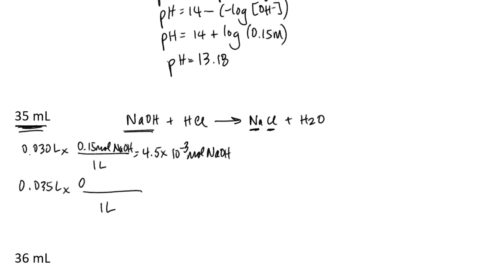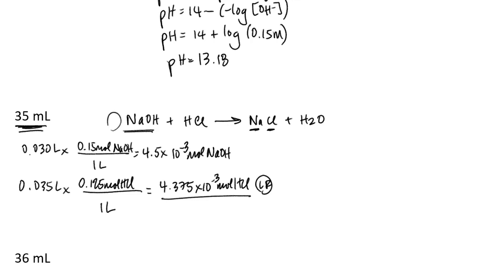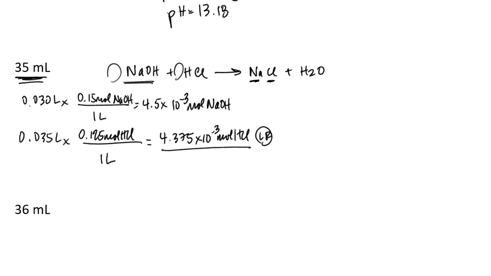And so I'm going to convert that to moles of hydrochloric acid, and that ends up working out to 4.375 times 10 to the negative third moles of the hydrochloric acid. And so, since the hydrochloric acid is the limiting reagent, this reaction will proceed until all of the 4.375 times 10 to the negative third moles of hydrochloric acid are consumed. Since the stoichiometry is 1 to 1, I'm going to be losing the same number of moles of sodium hydroxide.